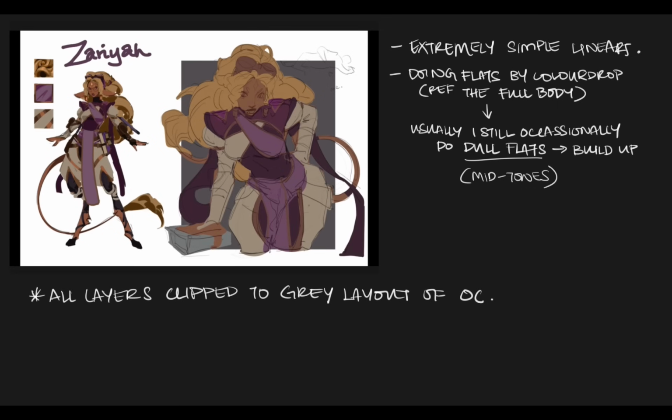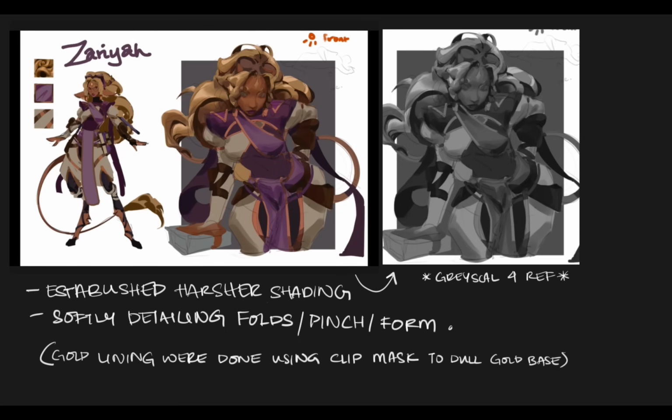Time to dissect and analyze. So anyways, simple line art over flats with color drop, or dull flats with clip mask. Flats can usually be mid-tones, whatever that means. Establish harsher shading and contrast with detailing folds and forms. The golds are done by lining the areas I want and clipping the layers above to shade it. Sometimes, whenever I do golds, I use texture brushes just to give it scratches or a funner and more interesting look.